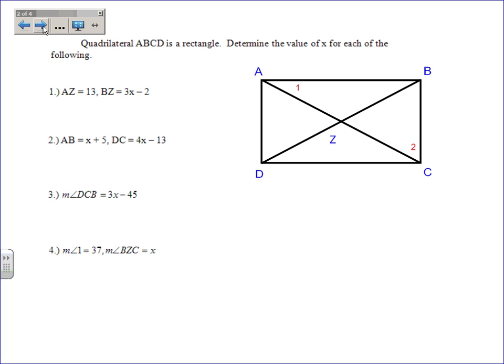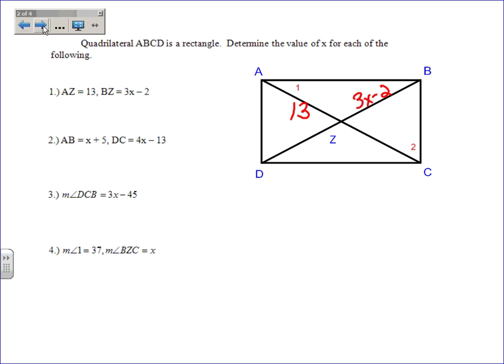All right, well, let's try and figure this out then. We've got a quadrilateral, and we're told that it's a rectangle. Awesome. Determine the value of x for each of the following. So these 4 problems are separate problems. Don't think the answer to number 1 is going to help you with, say, number 4. Some are a little harder than others. Let's do one together, and then I will let you try some of them. Well, this one says that AZ has to be 13. We're doing number 1 here. And BZ is 3x minus 2.